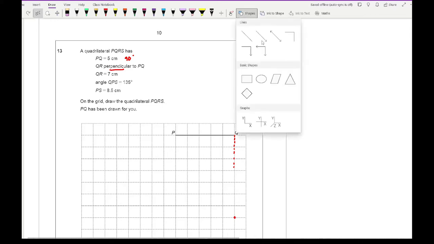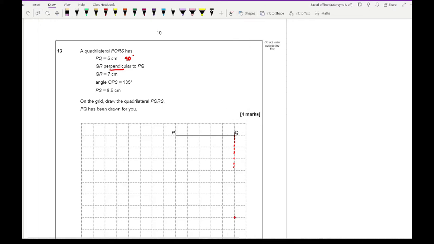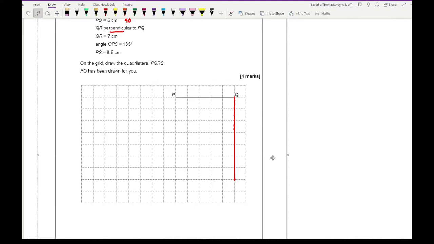Now, it is important when you're doing construction, you definitely use a ruler. And this is probably going to make the video last about 3 hours. Now, it's worth 4 marks, in which you'd get marks for every correct thing that you do. Now, the next bit of information, so that's that bit done. So I can tick that and I can tick that.